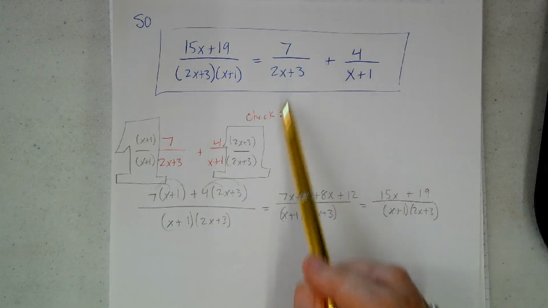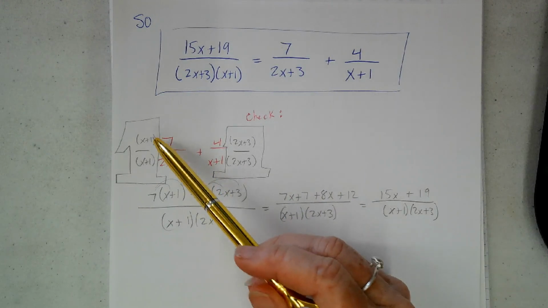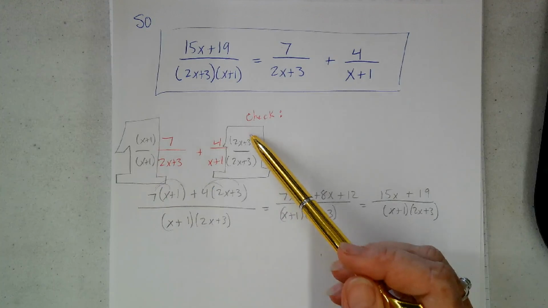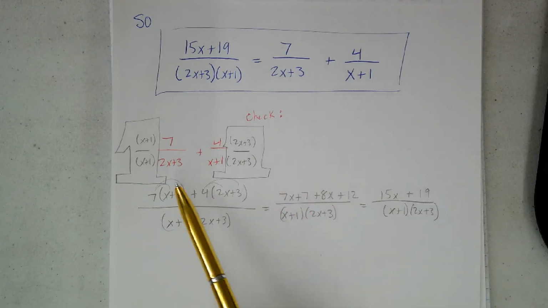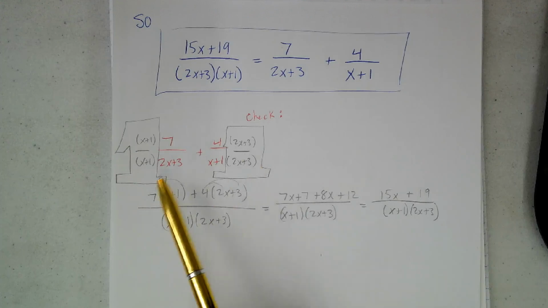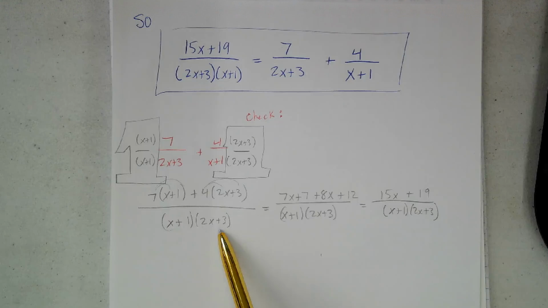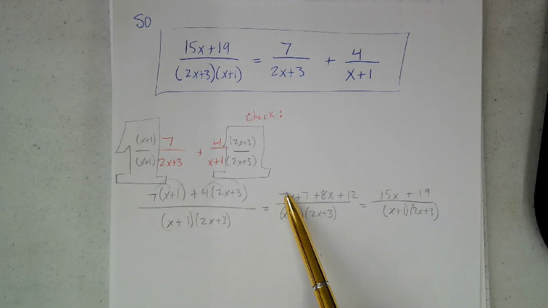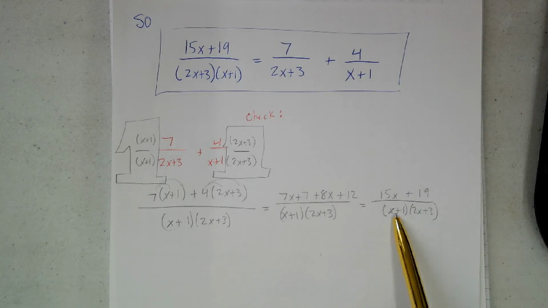Multiply by a giant 1, right? Multiply them. And this is just showing me getting a common denominator of x plus 1 times 2x plus 3. And then I can combine like terms over here, and I end up back where I started.